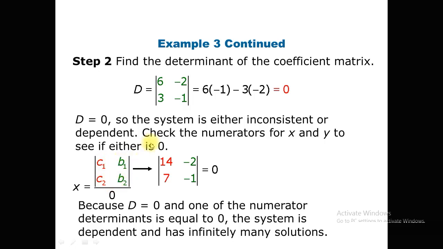b1 and b2 are the coefficients of the second column, and we replace the coefficients of the first column by the constants 14 and 7. This determinant is 14 multiplied by minus 1, which is minus 14, and 7 multiplied by minus 2, which is minus 14. To find the difference, minus 14 minus minus 14, which is minus 14 plus 14, is equal to 0. Because D, the determinant of the coefficient matrix, is 0, and one of the numerator determinants is equal to 0, the system is dependent and has infinitely many solutions.